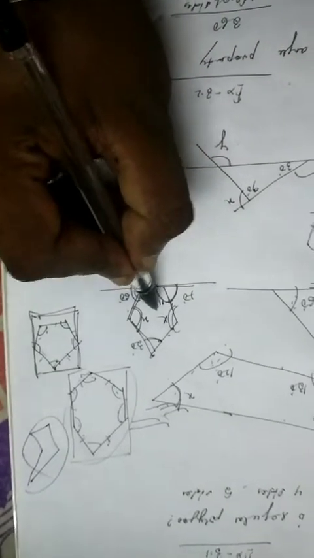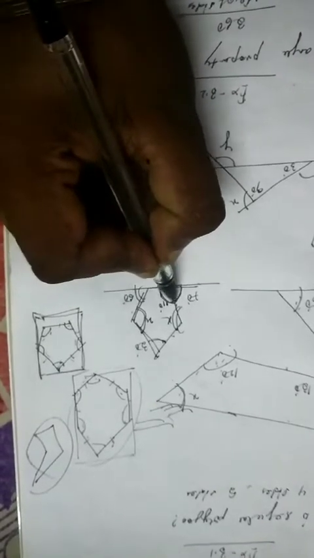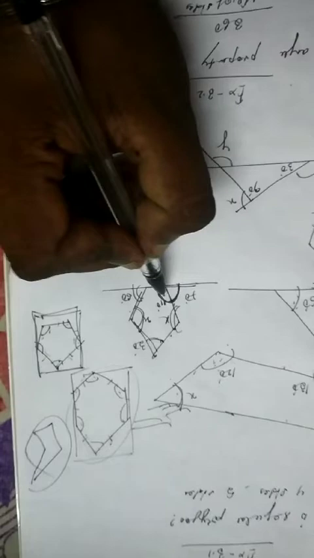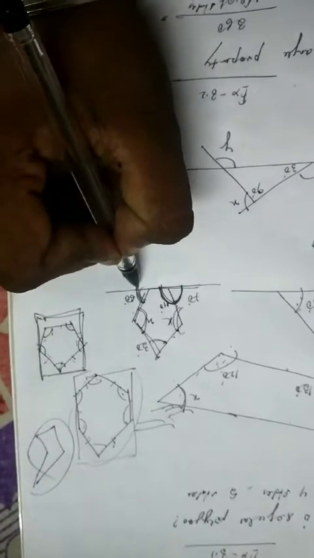This is 110 because they are forming a linear pair. Outside exterior angle is 70, inside angle will be 110. Outside angle is 60 here, interior angle will be 120.